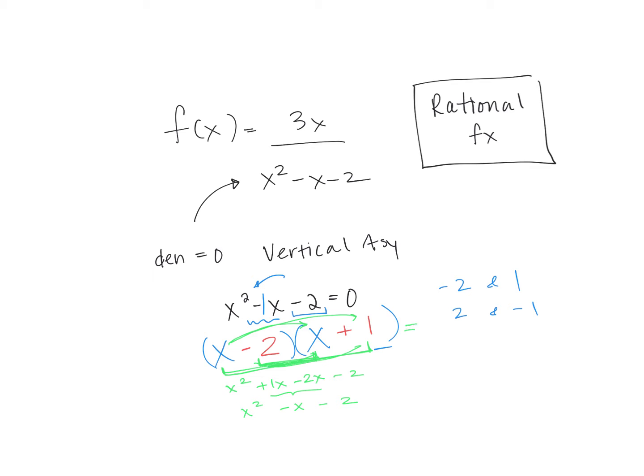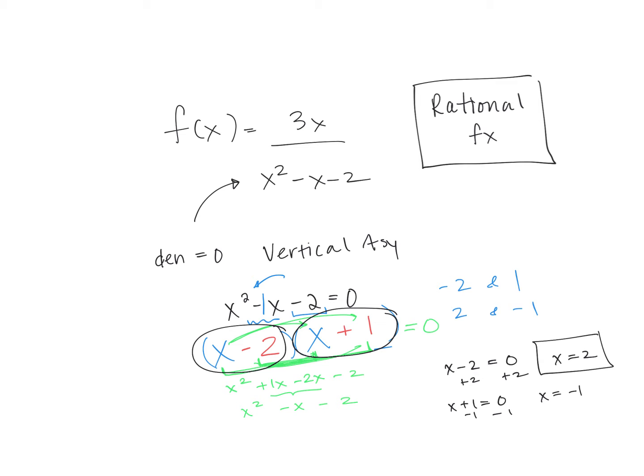Okay, so we know we factored correctly because it multiplies out to be the polynomial we started with there. So now since we know it's factored, we set it equal to 0. That means that each of these factors, we have x minus 2, x plus 1, could be 0. So if x minus 2 is 0, we add 2, that tells us x equals 2. X plus 1 equal to 0, minus 1, we get x is equal to negative 1. So there we go. Those are our vertical asymptotes.